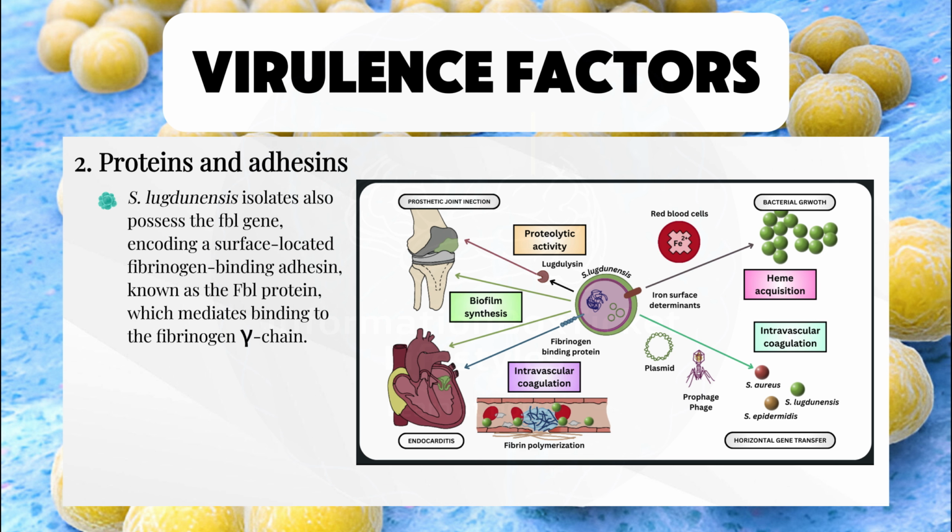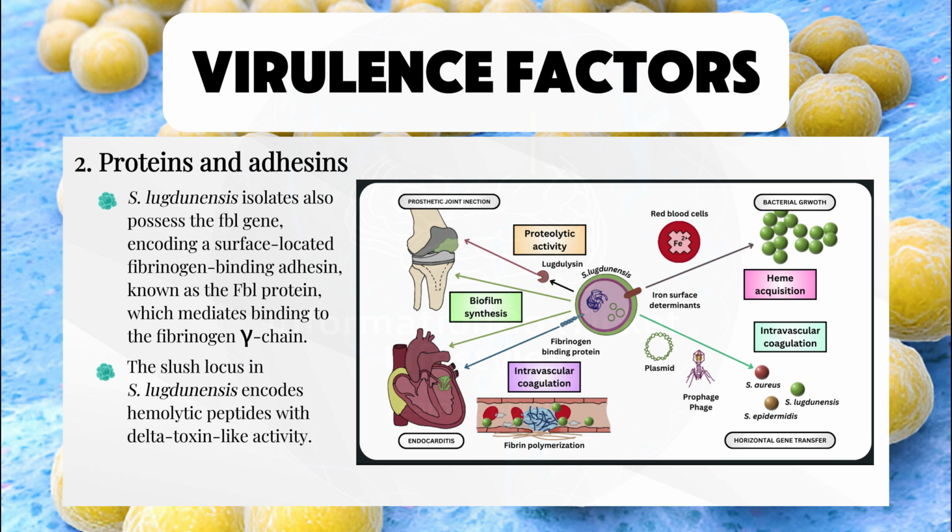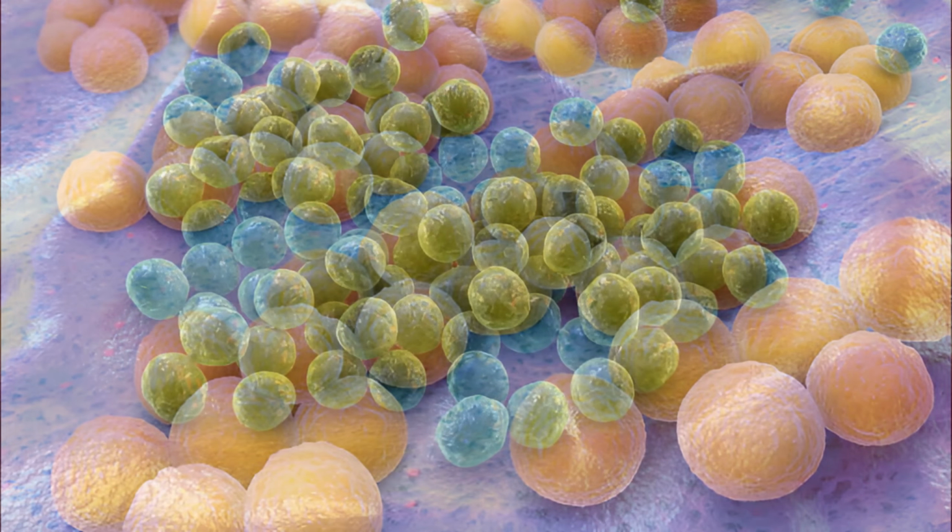Staphylococcus lugdunensis isolates also possess the fbl gene, encoding a surface-located fibrinogen-binding adhesin, known as the Fbl protein, which mediates binding to the fibrinogen gamma chain. The slush locus in Staphylococcus lugdunensis encodes hemolytic peptides with delta toxin-like activity.